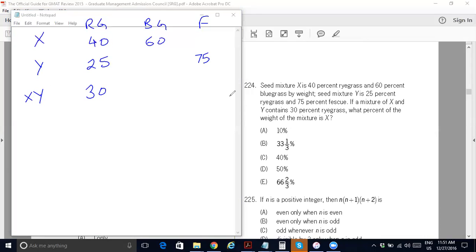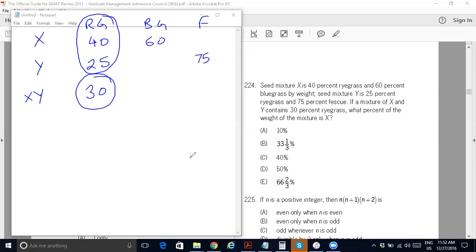So the first hint here is that the only quantity that is common in both is ryegrass. So that is the first hint, that we have to think about solving it using ryegrass somehow. Now confirmation is this number 30. A mixture of X and Y contains 30% ryegrass. So the examiner is also asking us to figure out something using the ryegrass.